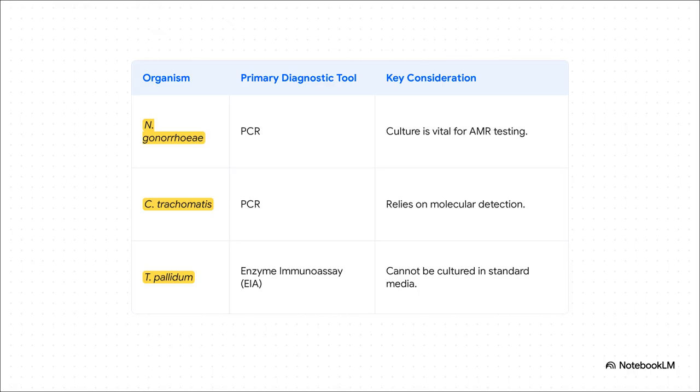For both gonorrhea and chlamydia, the gold standard is a test called PCR, which is super sensitive at detecting the bacteria's DNA. For gonorrhea, it's also really important to try and grow the bacteria in a lab on a special medium called Thayer-Martin agar. Why? That lets us test which antibiotics will actually work against it. Now, syphilis is the tricky one because we can't grow it in the lab. So for that, instead of looking for the bug itself, we use a test called an enzyme immunoassay, or EIA, which looks for the antibodies our own bodies make to fight the infection.